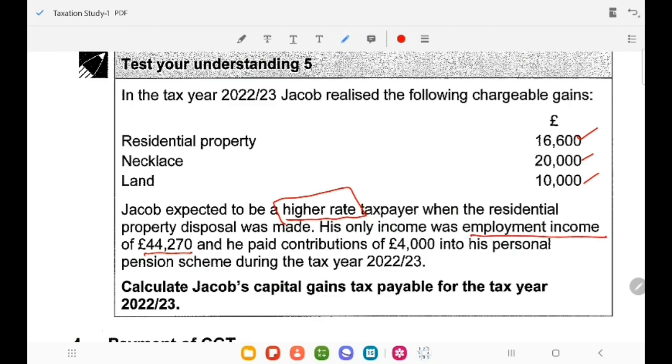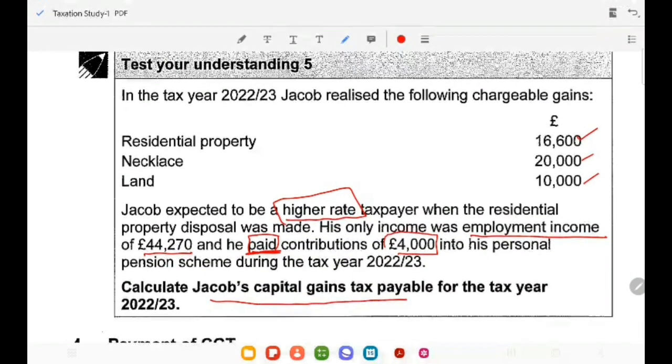In the previous question they have mentioned taxable income. So what is the difference between employment income and taxable income? From employment income we have to deduct the personal allowance. We have to subtract the personal allowance from employment income in order to find taxable income. And he paid contribution of 4,000 into the personal pension scheme. So he paid, what does it mean? He paid the net amount. So we need to gross it up and extend the basic rate band. Calculate Jacob's capital gain tax payable for the tax year 22-23.